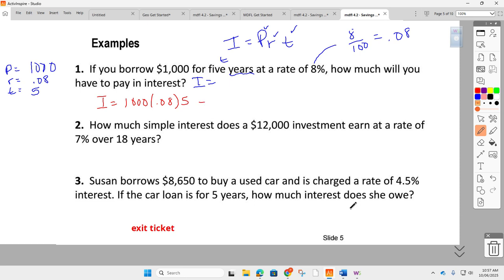So this is required work. I need your variables identified, and then I need to see what you're going to plug into the calculator. Once you plug that into the calculator, you'll see that the simple interest that you would pay on $1,000 for 5 years at 8% would be $400. Interest and principal are both money. They should both have a dollar sign. And the dollar sign should be to the left of the number, not to the right.